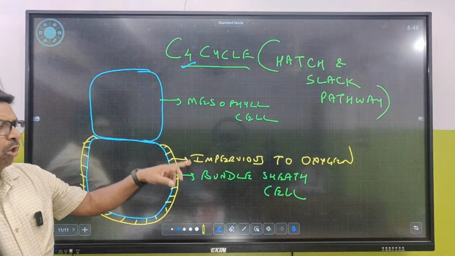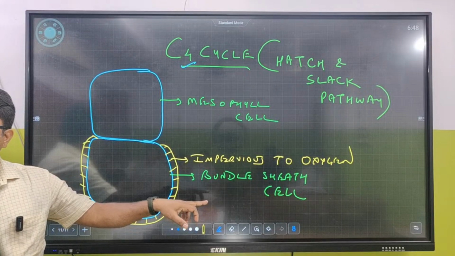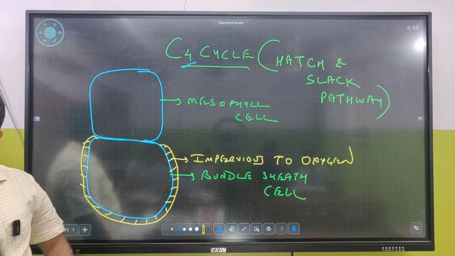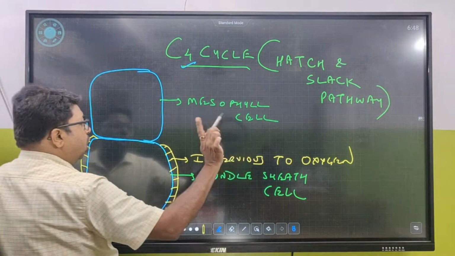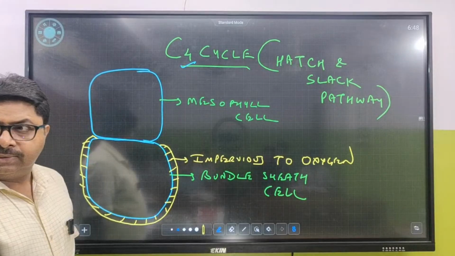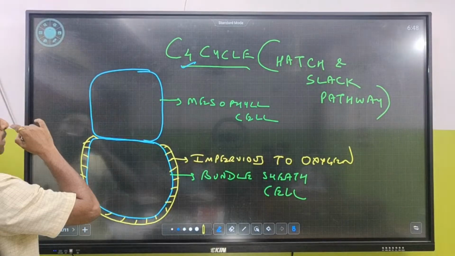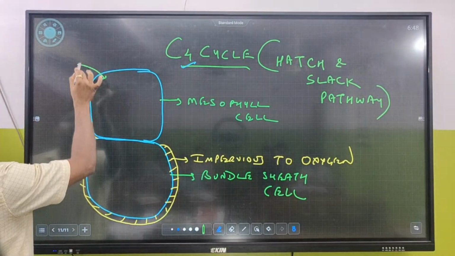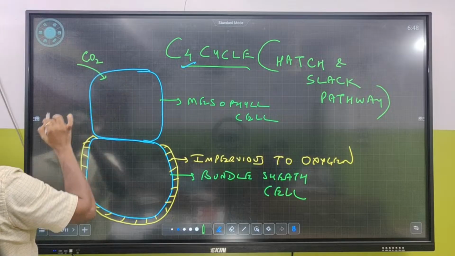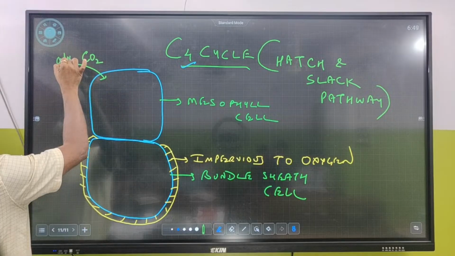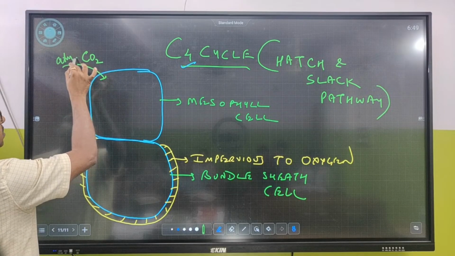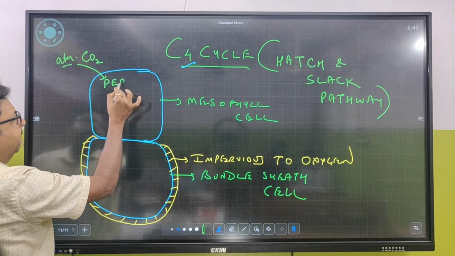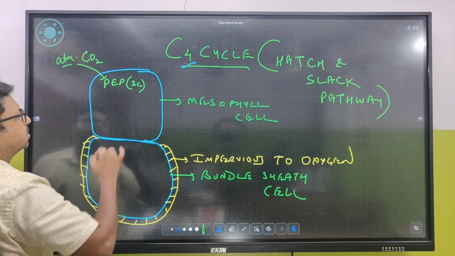So how many cell types are we talking about here in the C4 cycle? Not only mesophyll; along with the mesophyll it has bundle sheath cells. And this bundle sheath cell is not there in C3 plants. Now think about it. In the mesophyll cells, the atmospheric carbon dioxide binds with PEP, which is a 3-carbon compound.